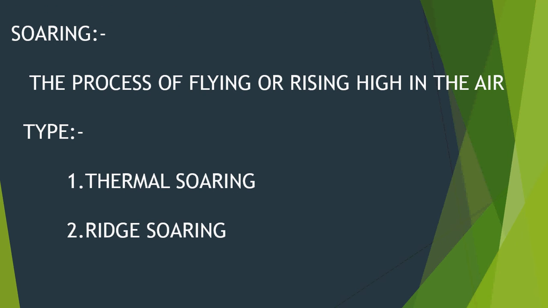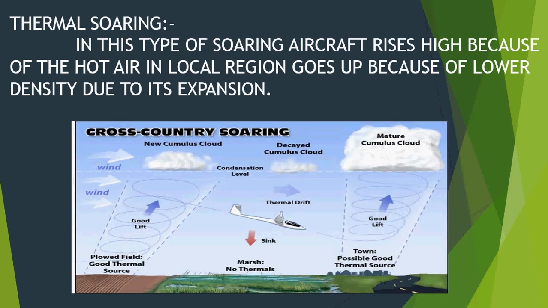Now soaring. What is soaring? The process of flying or rising high in the air is called soaring. There are basically two types of soaring. The first one is thermal soaring and the other one is ridge soaring. In thermal soaring, the aircraft rises high because hot air in the local region goes up because of lower density due to its expansion. This may be due to temperature rise by the sun or any other reason.